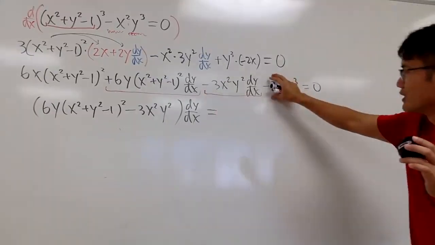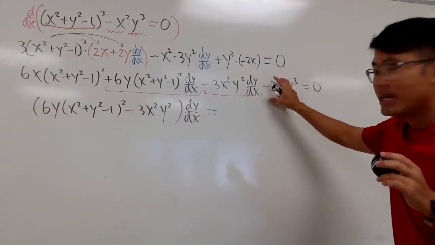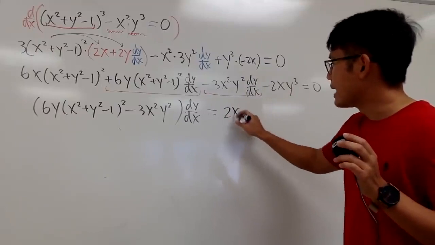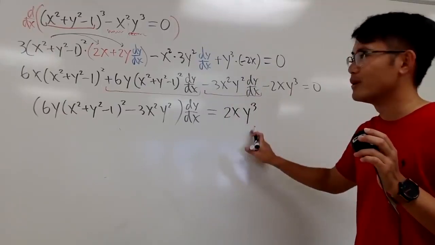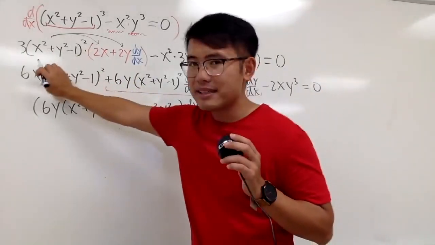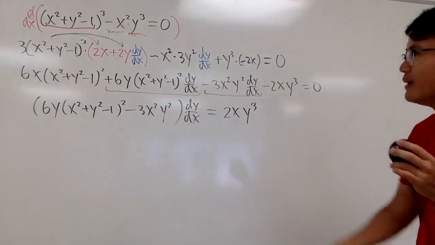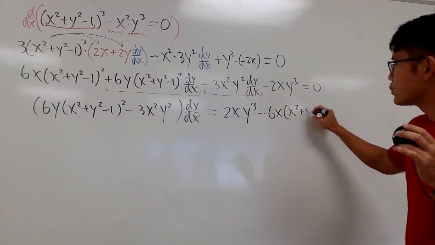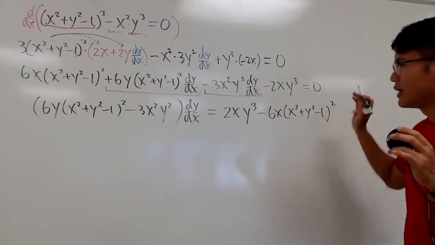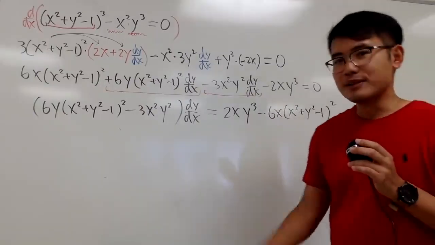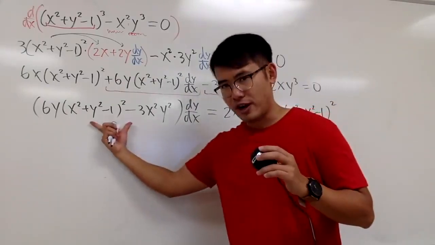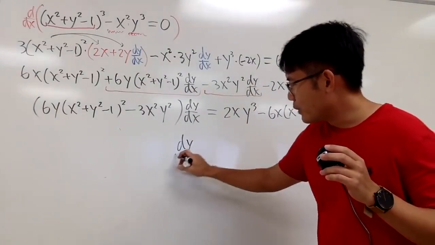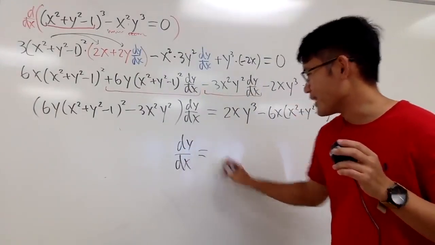I will move this first because it was negative here. Once I move this to the right-hand side, this becomes positive. Let me write down positive 2x y to the third power right here. And then I will drag this, put it on the right-hand side as well, and it becomes minus 6x times x squared plus y squared minus 1 squared, like this. And what's the final step? You just divide this on both sides, so you can get the dy dx by itself. So I will finish this with you for you guys.